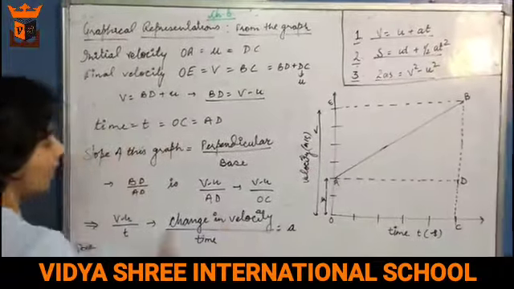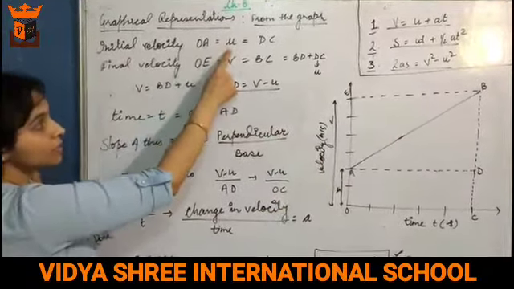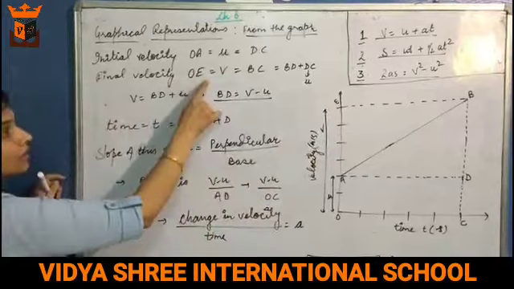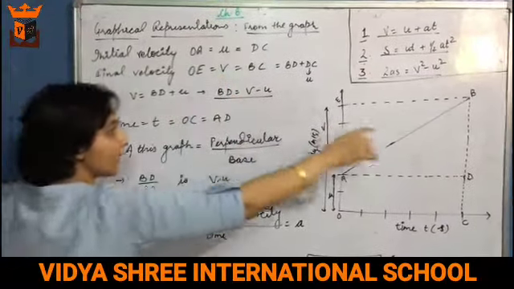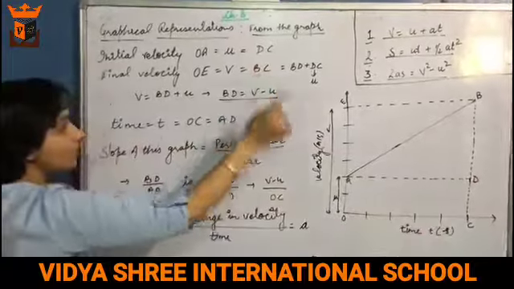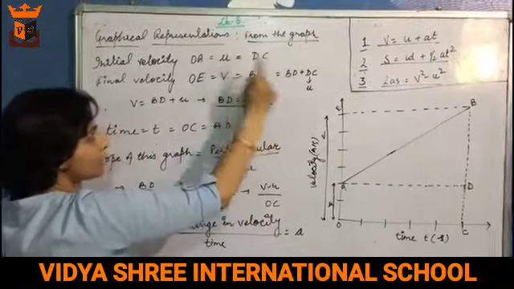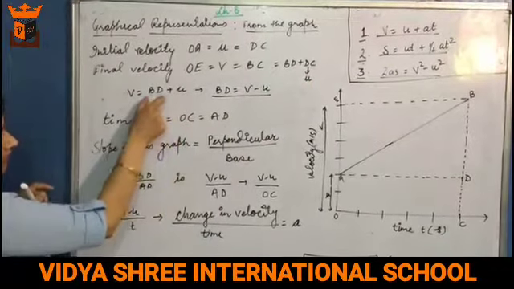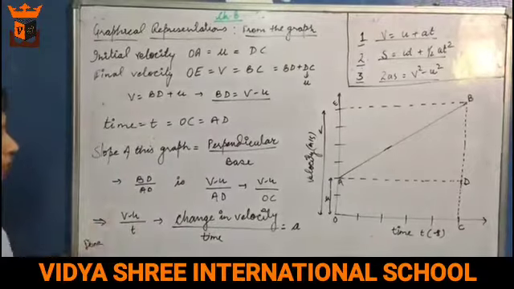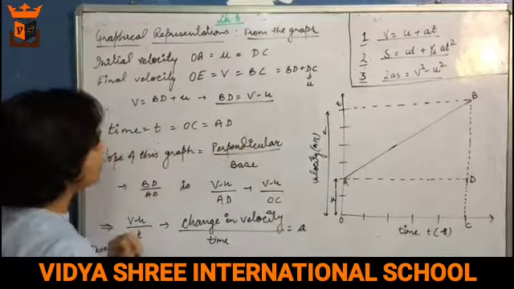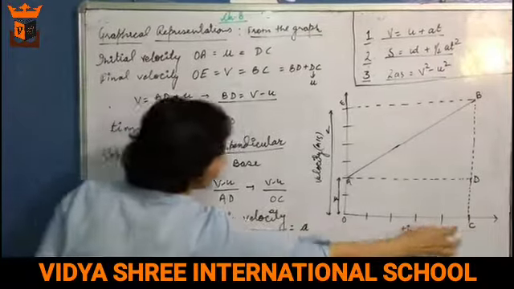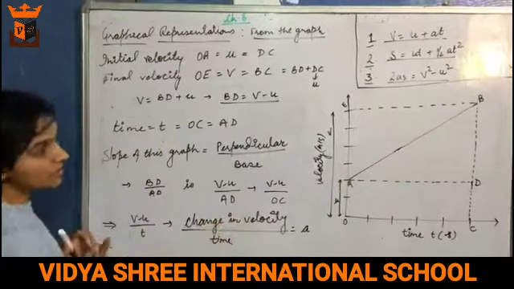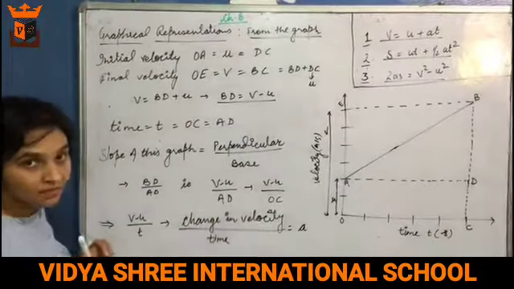Now see, initial velocity is OA, that is u, and OA is equal to DC. Final velocity is OE, v, and this is equal to BC. While BC is made up of BD plus DC, and DC is u. So here v is equal to BD plus u. BD is v minus u. We'll be using this equation, that's why we calculated it. Now time t is OC, and OC is equal to AD. Slope of the velocity time graph is what? Acceleration.